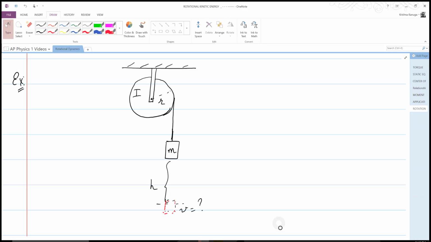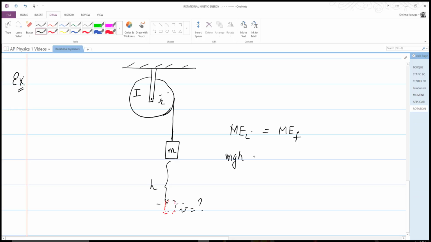In fact, I'm going to use ME initial equals ME final, the fact that the mechanical energy is conserved. So the way we'll do this is, in the beginning, we know that the only energy that we have is the potential energy due to gravity for this block, mgh. So that's all we have. Everything else, nothing is moving. The object is at rest here. The pulley is not spinning. Nothing's happening.